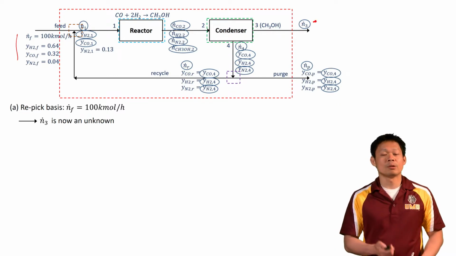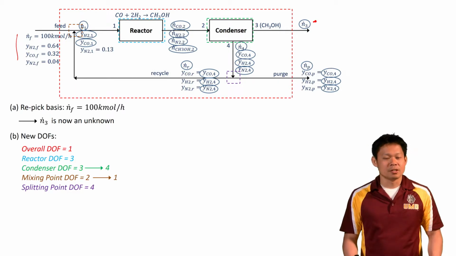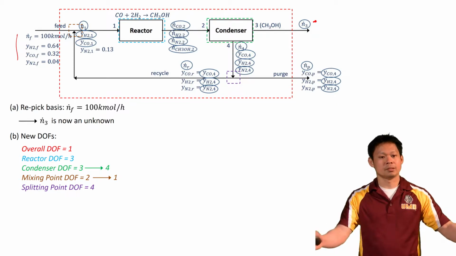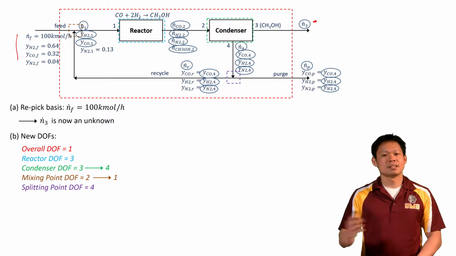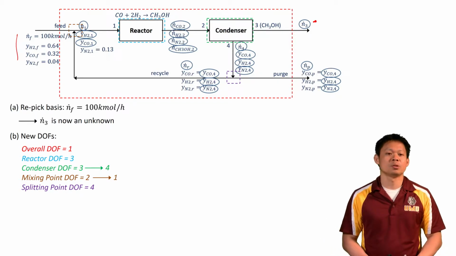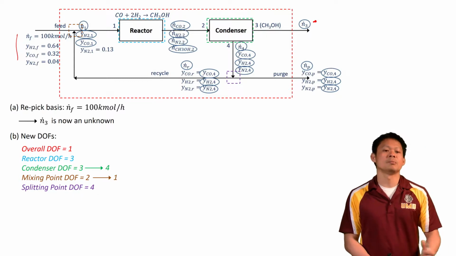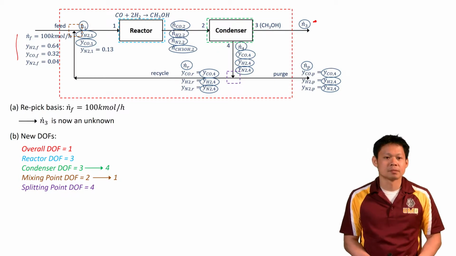And so now how is our degree of freedom going to change? The overall actually doesn't change because we gain 1 on NF, but we lose 1 in entry. So the overall degree of freedom doesn't change. The condenser has stream 3 coming out of it, so we actually lose a degree of freedom there. So now the degree of freedom goes up to 4. The mixing point goes down by 1 because it involves the feed stream. So now these are the new degrees of freedom.